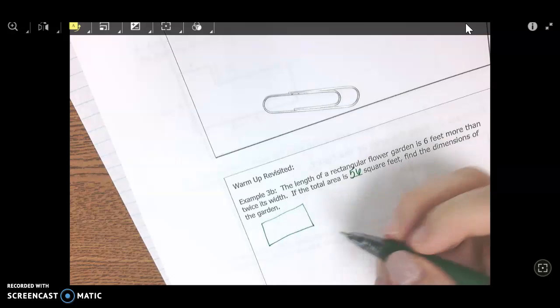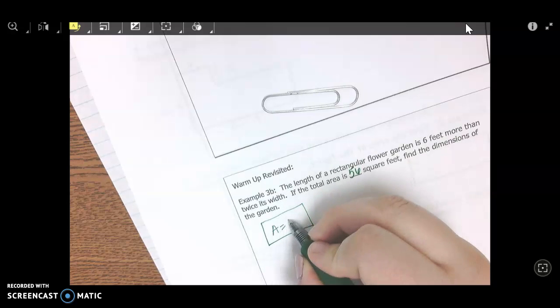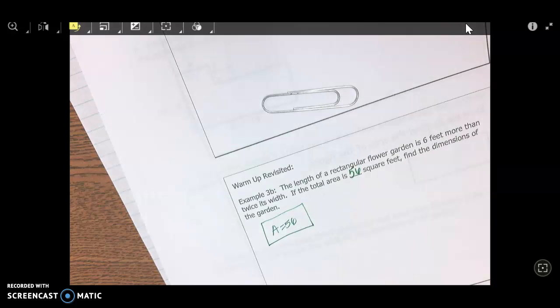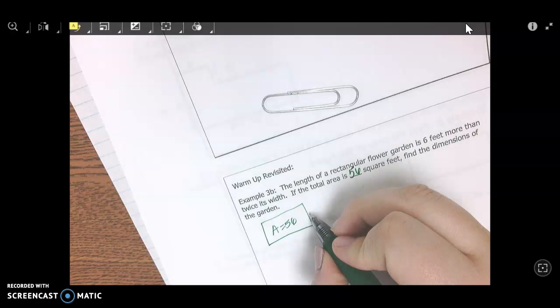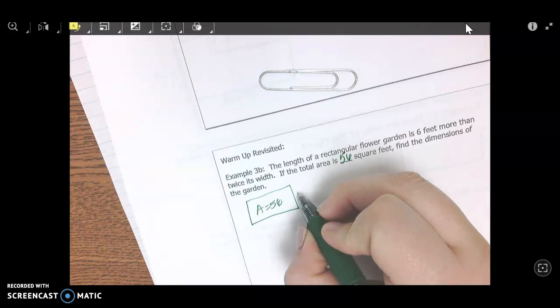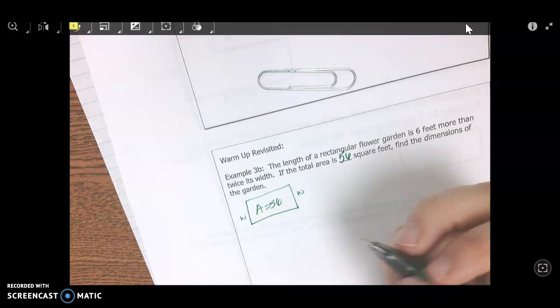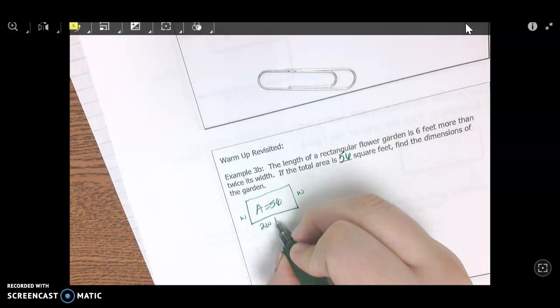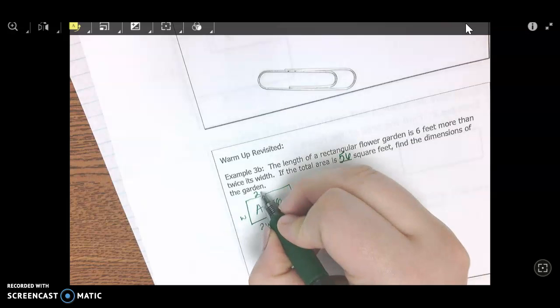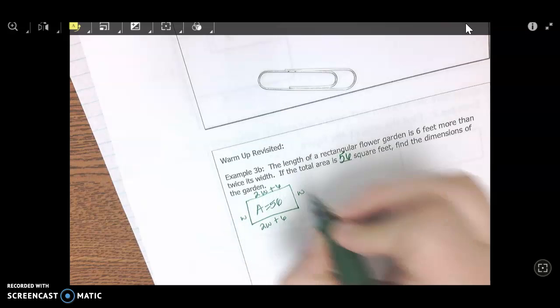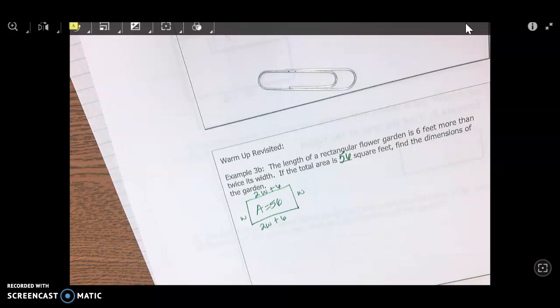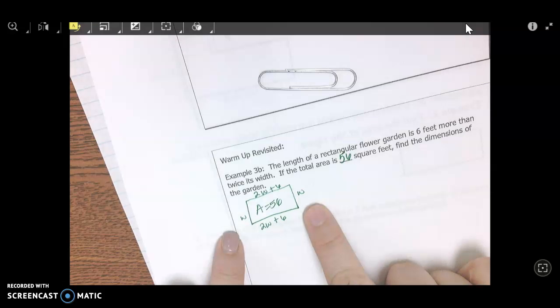You know that the area is 56. You know that the width is just W. You know that the length is what? 2W plus 6. So we have to be able to find what W is.